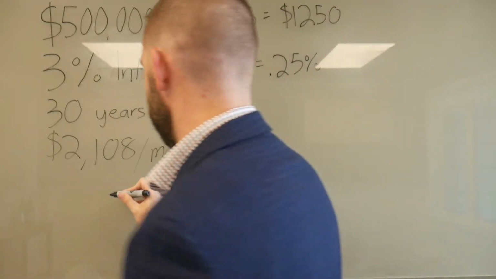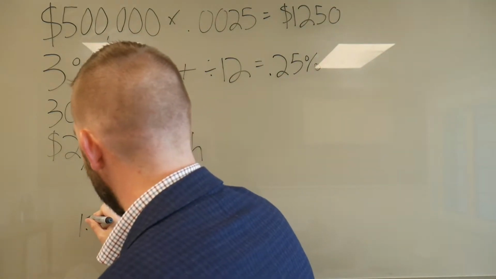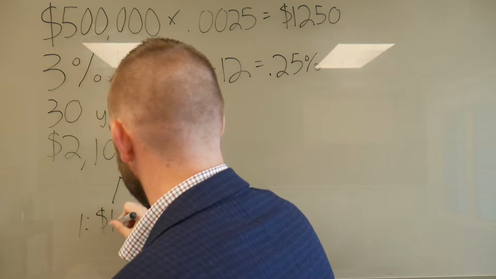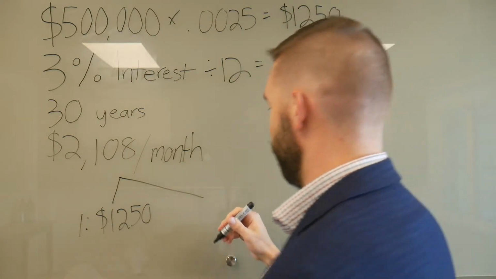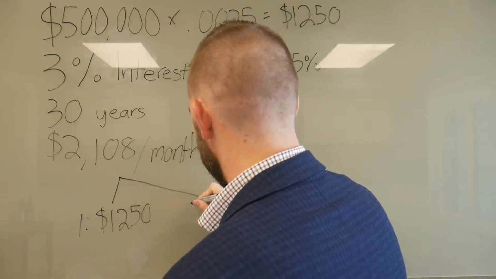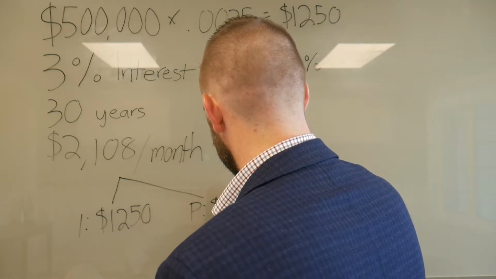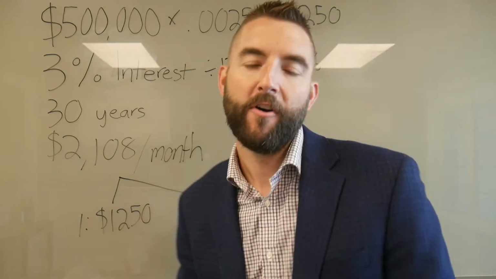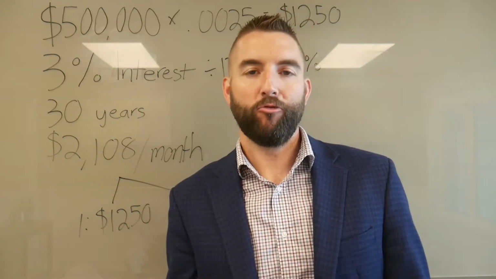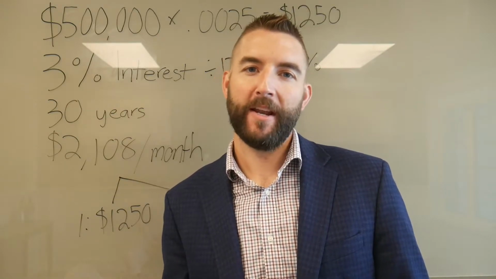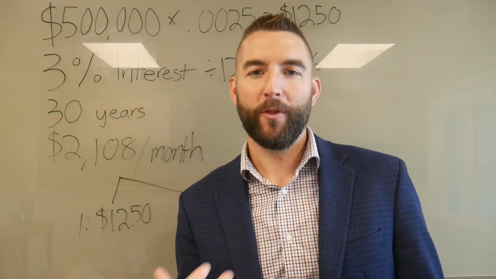So here, let me actually kind of set this up in a little bit of a triangle here. Your interest, that's an I for interest, $1,250. And then $2,108, that's $858 for your principal, P for principal, okay? In this example, not exactly known for my spectacular handwriting. So $1,250 again, that is the amount of interest you are paying in your first mortgage payment, and the $858, that is what you're paying toward the principal.